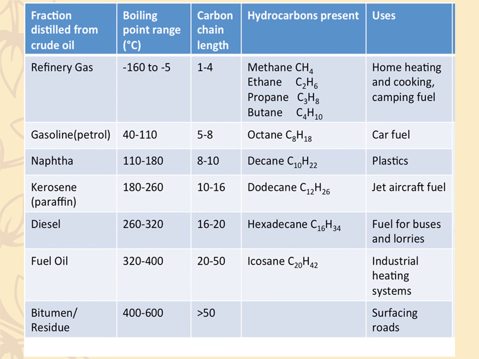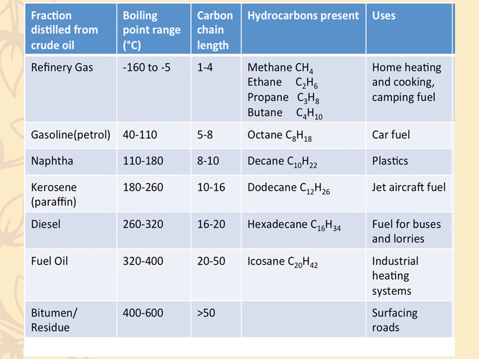The first one is the refinery gas, which is obtained at a temperature range of minus 160 to minus 5 degrees centigrade. Here the carbon chain length is from 1 to 4, or you can otherwise call them methane, ethane, propane and butane. It is mainly used in home heating, cooking and camping fuel.